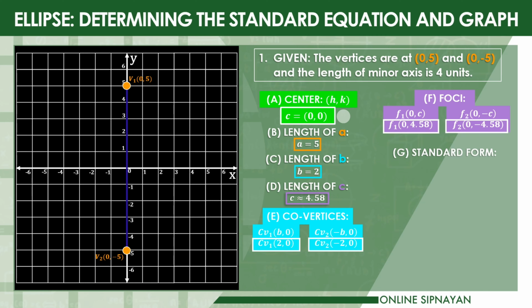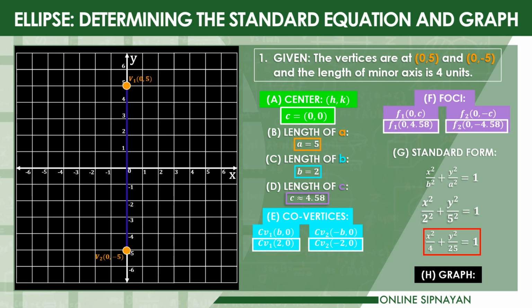Since the center is at the origin, we're going to use the formula x squared over b squared plus y squared over a squared is equal to 1. So we're just going to substitute the values of a and b. We will have x squared over 2 squared plus y squared over 5 squared is equal to 1. Simplify, and we'll have the standard form for this example, which is x squared over 4 plus y squared over 25 is equal to 1. Let's graph the ellipse using the points we got.